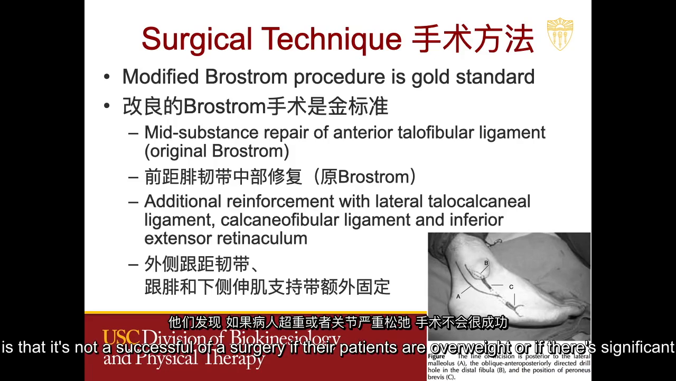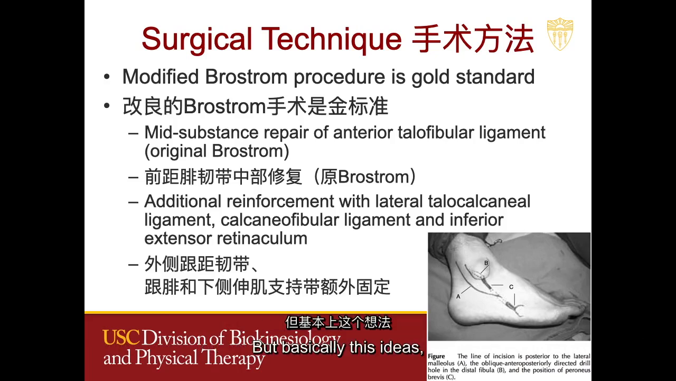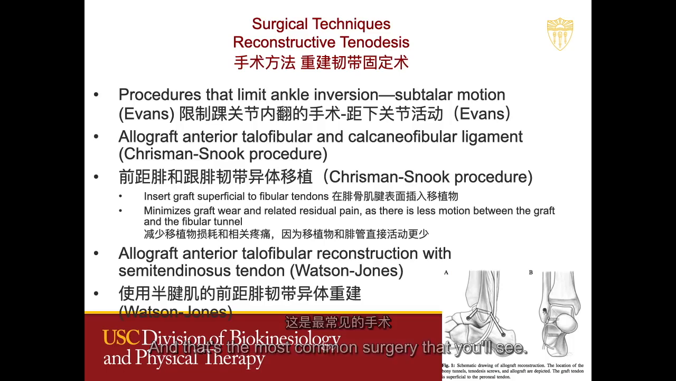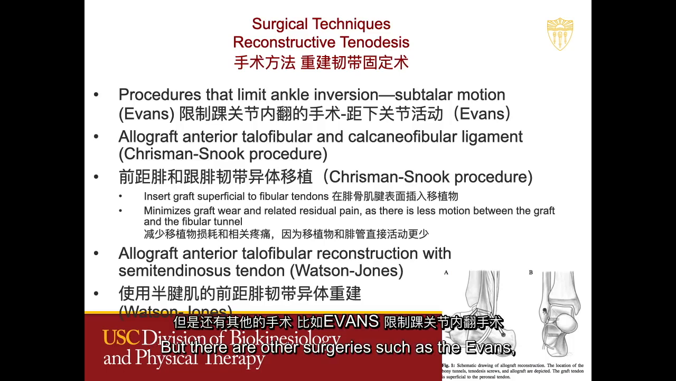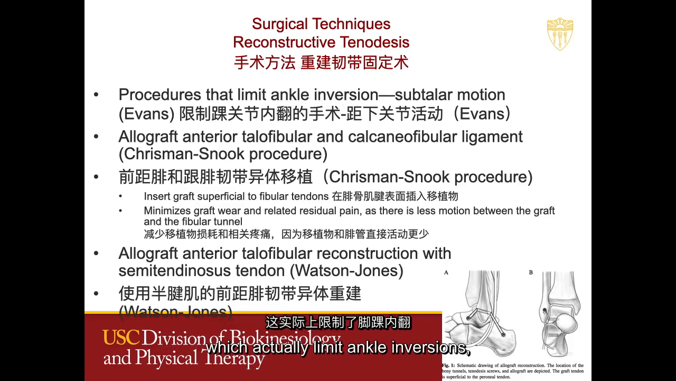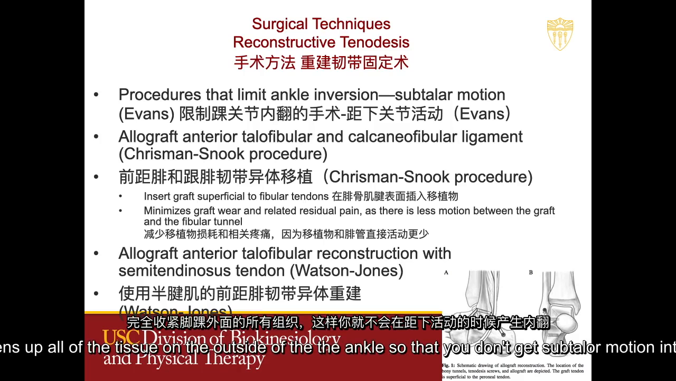What they've found is that it's not as successful of a surgery if their patients are overweight, or if there's a significant amount of laxity or they've had other surgeries before. But basically this idea is they just kind of shorten the ligament itself, whatever ligament it is. They may use something else to reinforce it, or they might just stitch it up. And that's the most common surgery that you'll see. But there are other surgeries, such as the Evans, which actually limit ankle inversion. So it just kind of totally tightens up all of the tissue on the outside of the ankle so that you don't get subtalar motion into inversion.